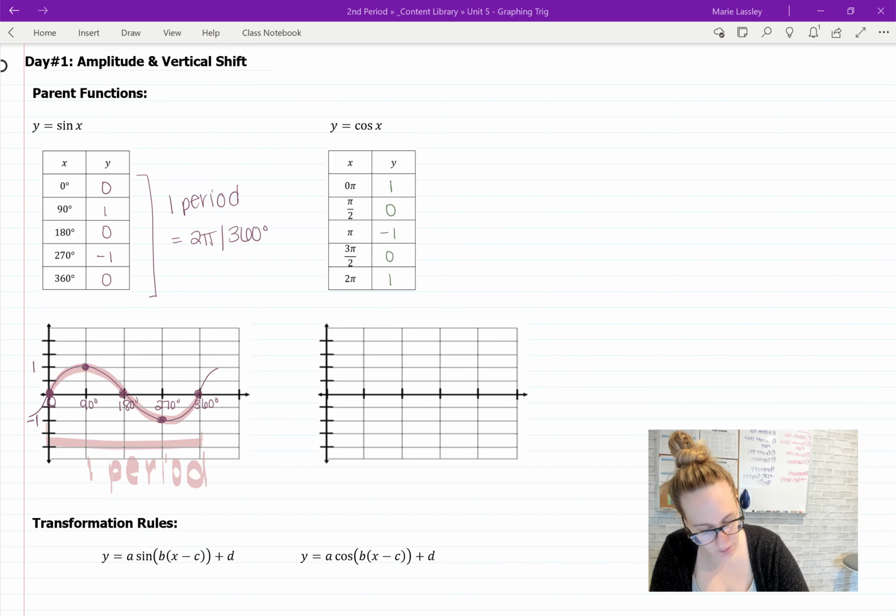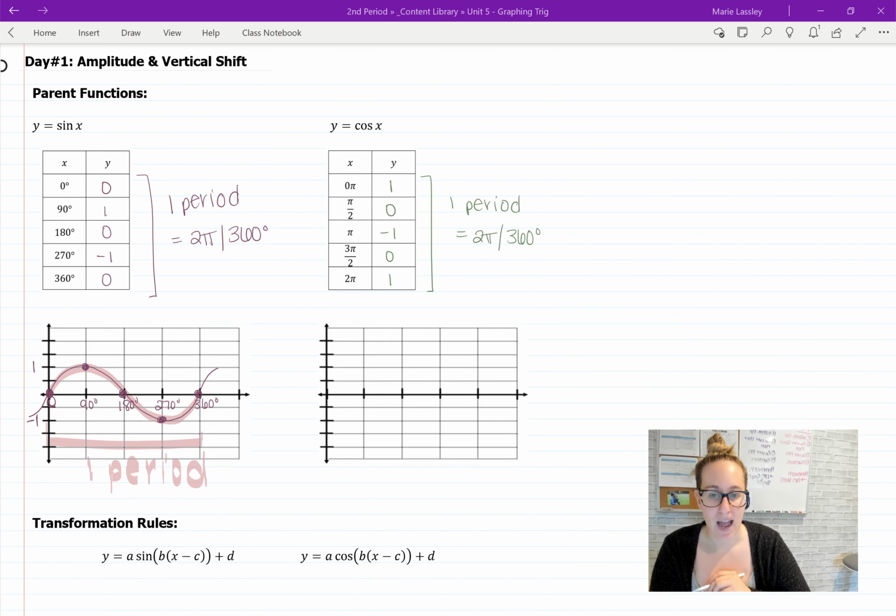So again, just like with sine, this is one period, which is equal to 2 pi or 360. So it took us 360 degrees to get back to where we started.